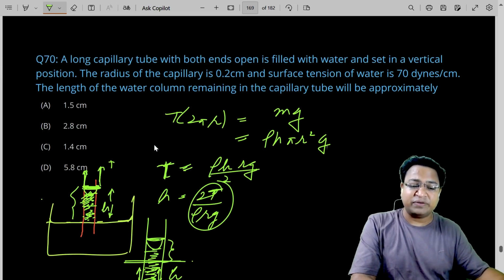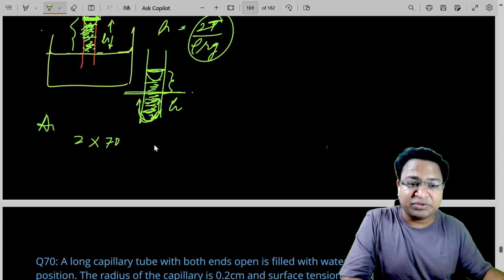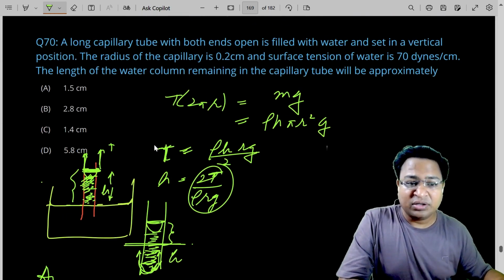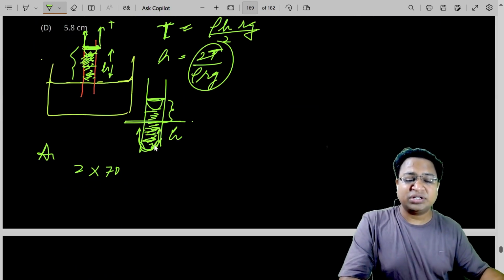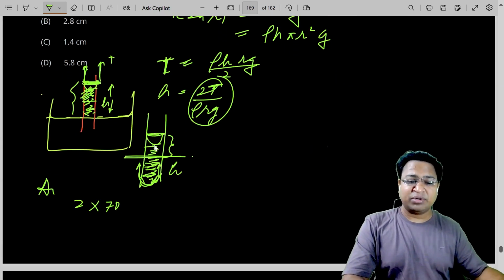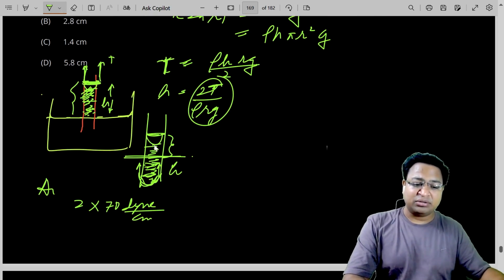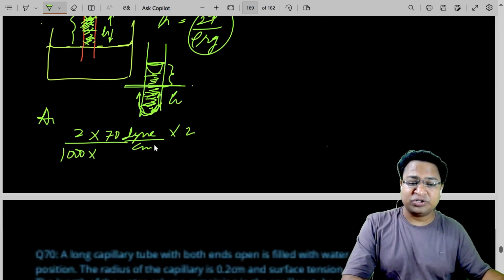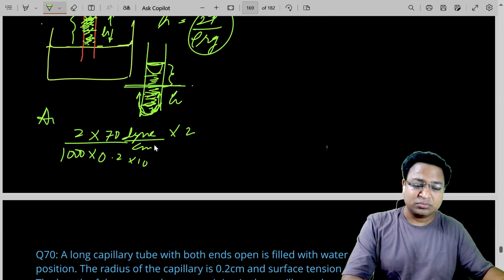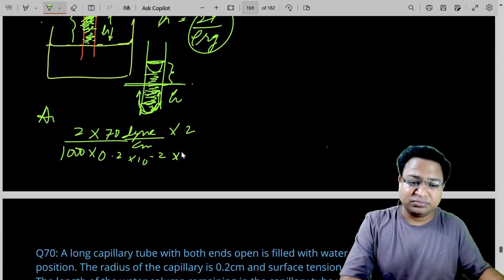How much is tension? It is given to be 70 dyne per centimeter. So I will simply write it as 70. What is the unit in which we have to find out the answer? Okay, we have to give the answer in centimeter. So 70 into, it will become dyne per centimeter. Okay, dyne per centimeter. So 2T into 2 divided by rho, which is 1000, into r. Okay, r is 0.2. Okay, and then g.